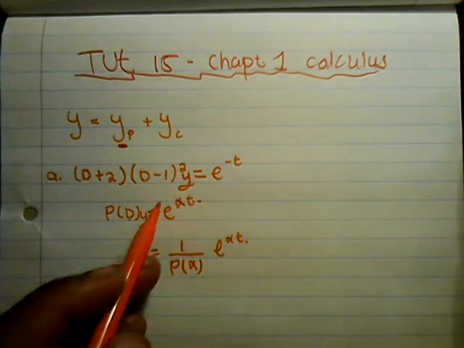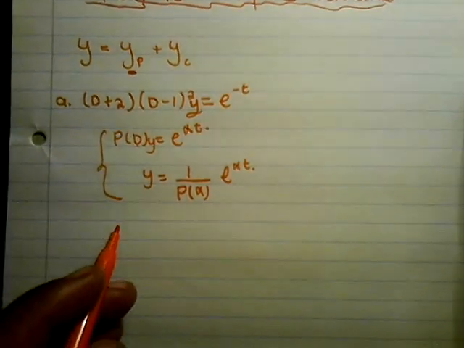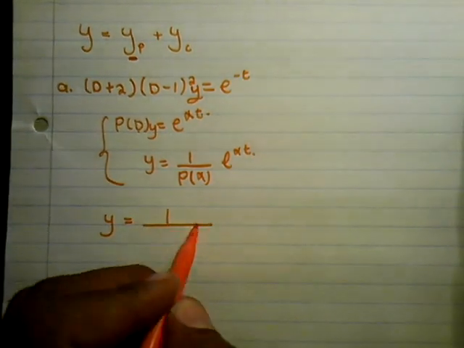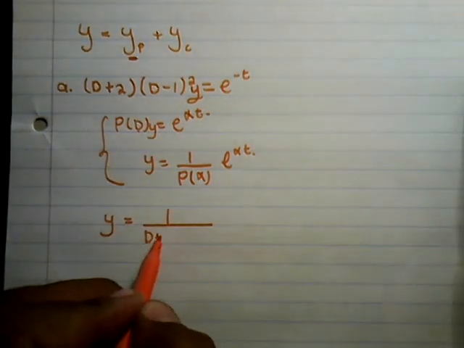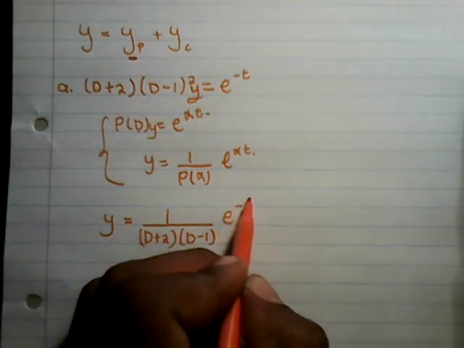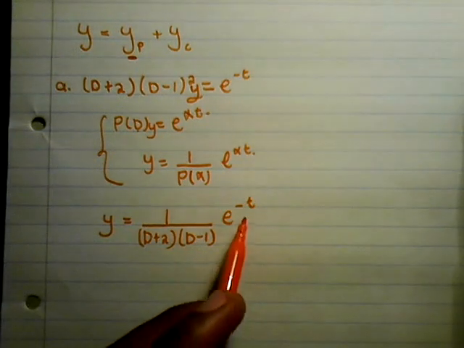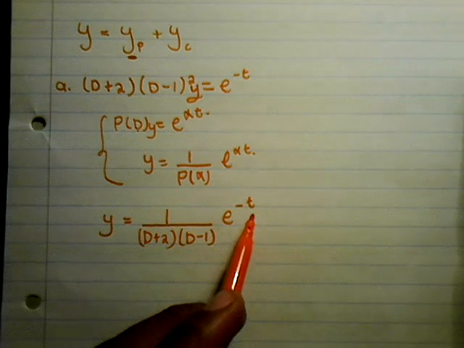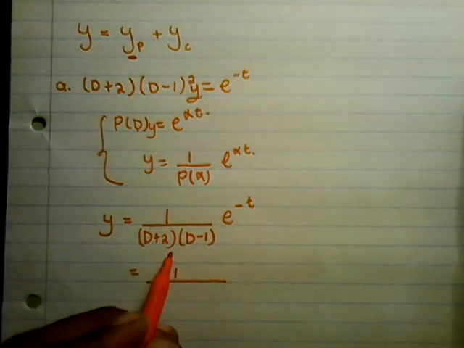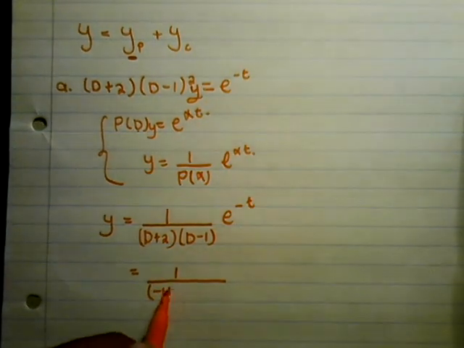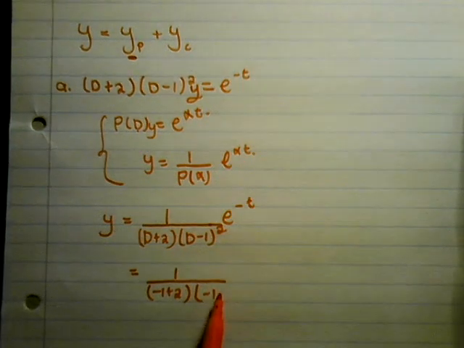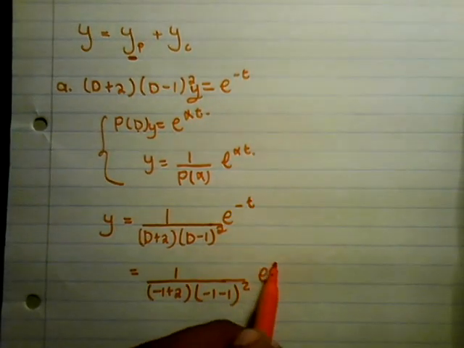Now solving this question using this, we say y equals 1 over D plus 2 multiplied by D minus 1 all squared, e to the power of minus t. Now we substitute alpha. Here you can see that alpha is minus 1, so where there is D, we put minus 1. So we get 1 over minus 1 plus 2 multiplied by minus 1 minus 1, all squared, e to the power of minus t.